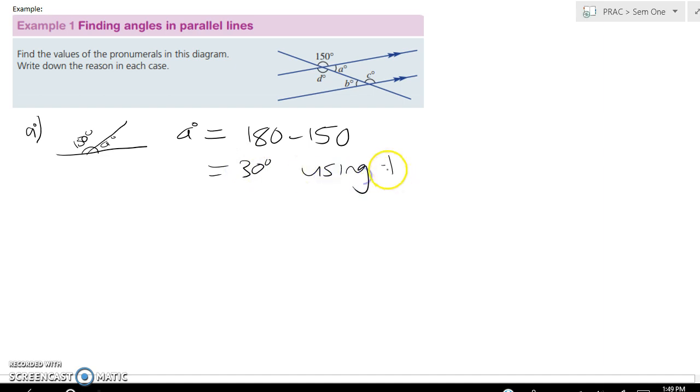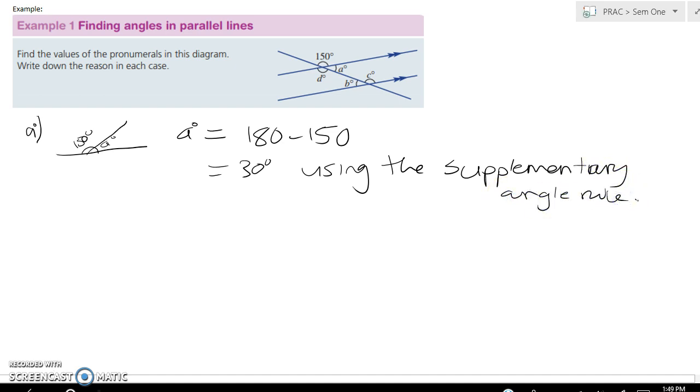So to find A, we can use the supplementary angle rule, so that's 150 degrees, and we know that on a straight line it has to add up to 180 degrees. So A is going to equal 180 minus 150, because that's the angle there, which equals 30 degrees. And this is using the supplementary angle rule.